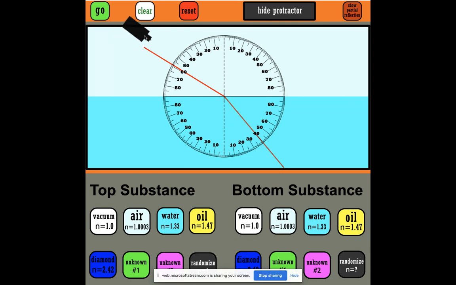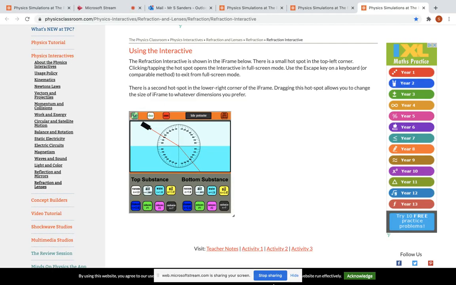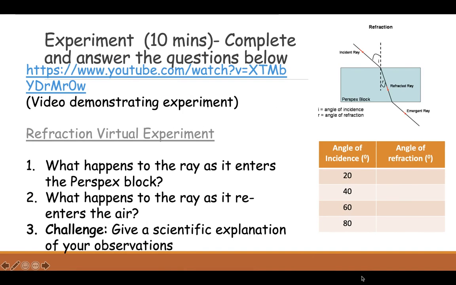So you'll simply change the angle. You're going to do 20, 40, 60, and 80 degrees. And you will record that on a piece of paper in a little table you're going to draw here. So have a go at that now. If you finish that, you can think about these questions listed down here. All right, pause the video here. Have a go at that.